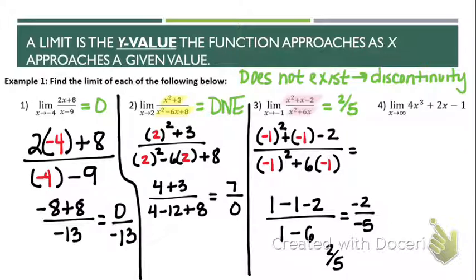So in this last one, number 4, because it says approaching infinity, what this is asking you for is the end behavior, which we'll talk about more. When you see an infinity, not a number, that's asking you for the end behavior, which is exactly how it sounds. What is the graph doing on the end?